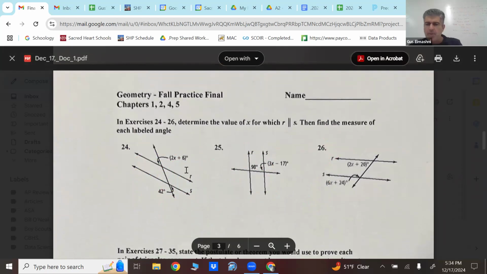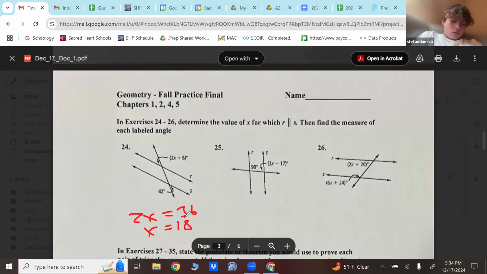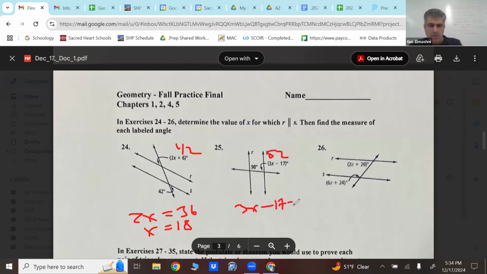Okay, so now we move on to page 3. These will equal each other. So 2x equals 36, x equals 18. And to measure the angle, of course, that's 42. That's going to be 82. So 3x minus 17 equals 82. 3x equals 99, x equals 33.